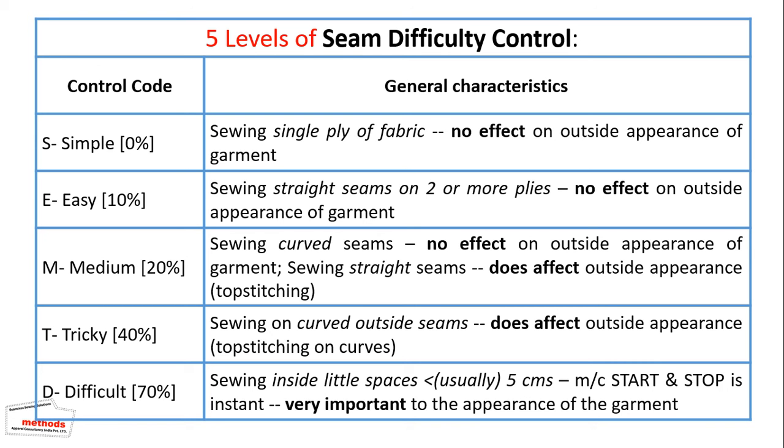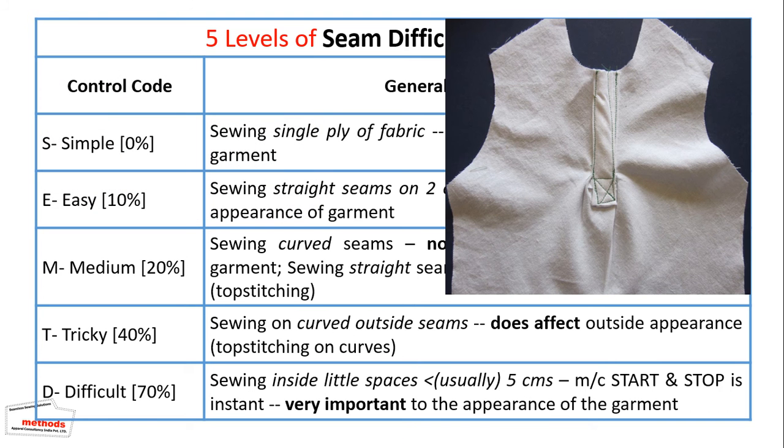The last level is difficult level, which is denoted by a capital D and is used when sewing inside little spaces which are usually less than 5 centimeters. Here the machine start and stop is very instant, and this stitch can be very important to the appearance of the garment. Example could be fitting labels in small appliques or placket top stitch like this.